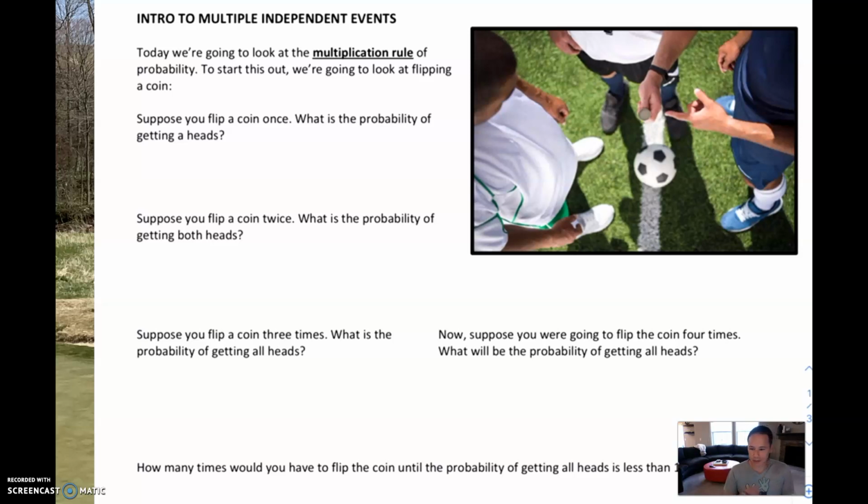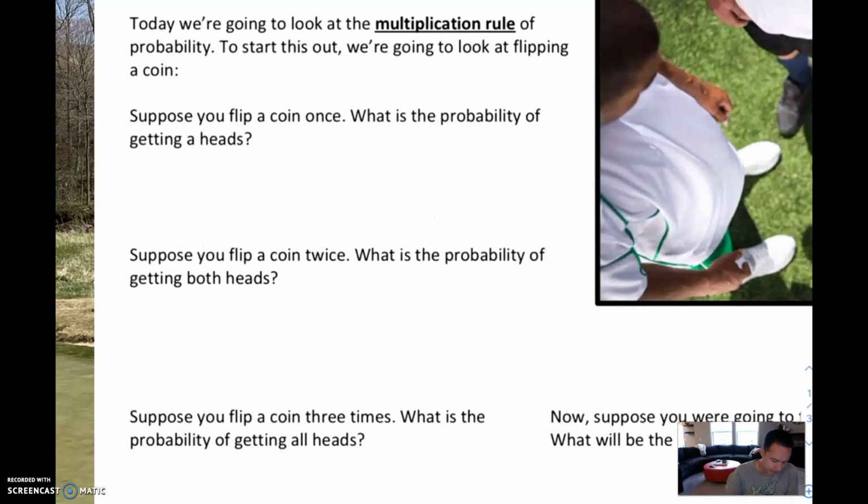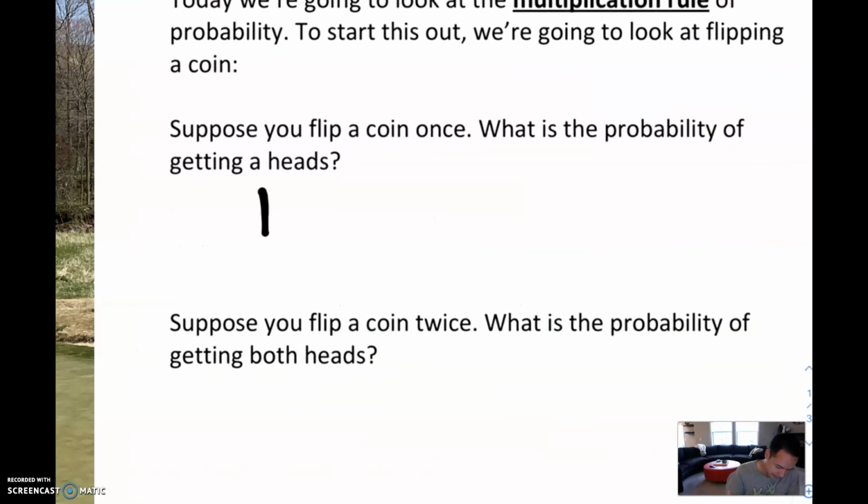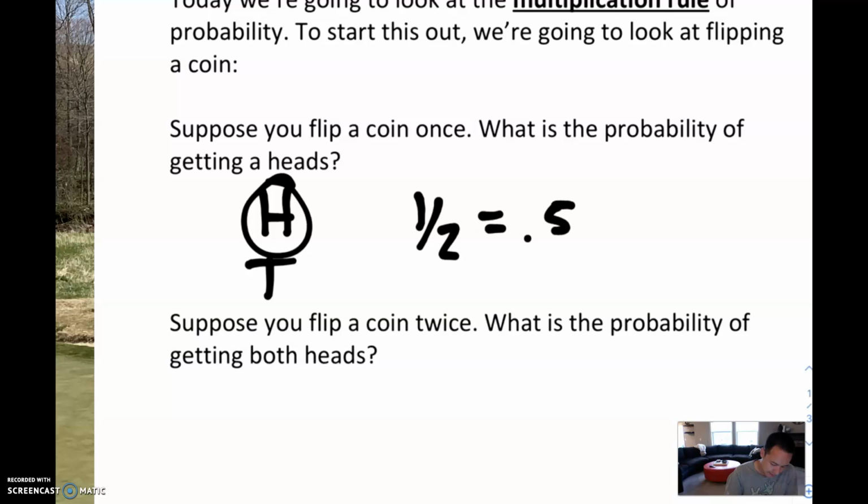To start out, we're going to look at something simple. We're going to look at flipping coins. So, suppose you flip a coin once. What's the probability of getting a heads? Well, if you flip a coin, you could either get heads or you can get tails. Pretty simple. The chance of you getting a heads is 1 out of 2 possibilities. So it's 1/2, which is 0.5, which is the same as 50%. Pretty simple. You didn't need me to tell you that.